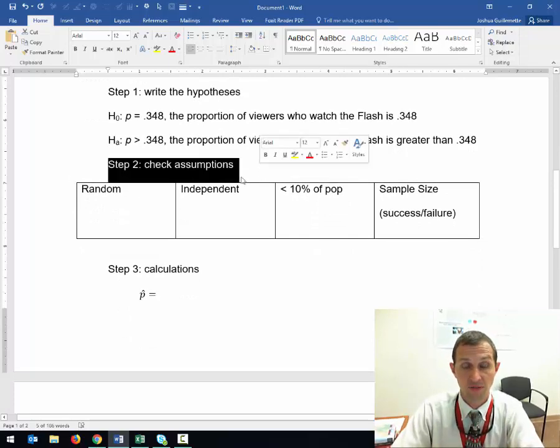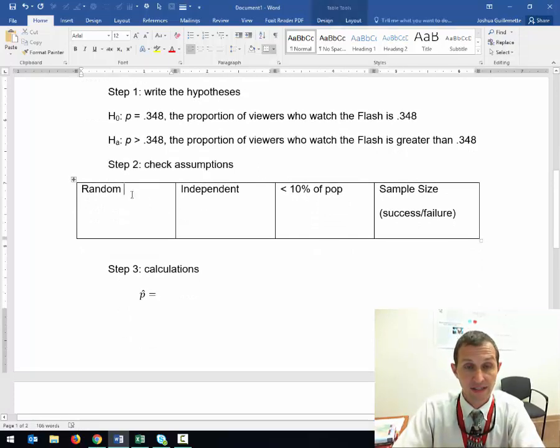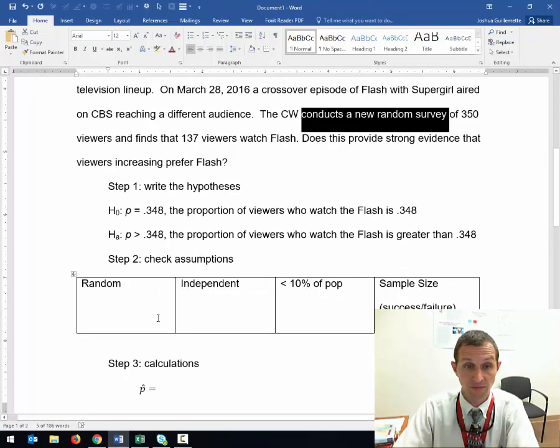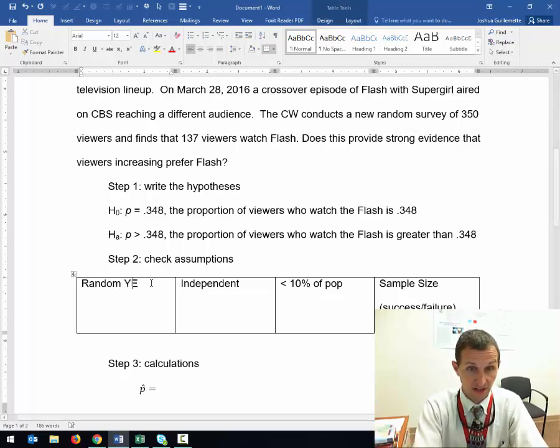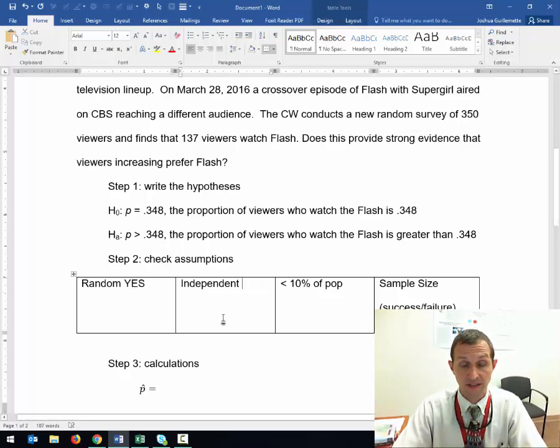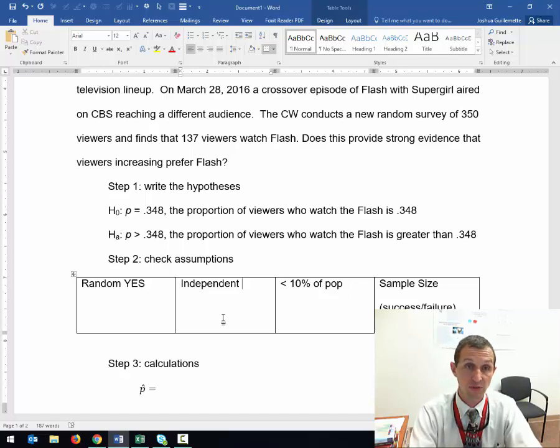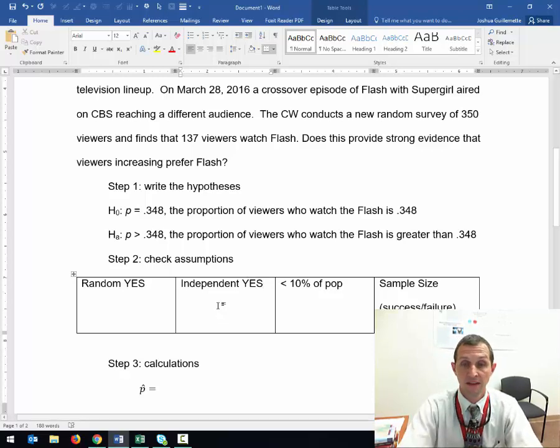Now what I need to do is check my assumptions. Is it random, right? Well, it does say random in the problem, so check, that one's fine. Is it independent? Is one sample going to be independent of another sample? Is one sample going to influence another one? Probably not. So if one sample is not influencing another one, that means yes, it is independent.